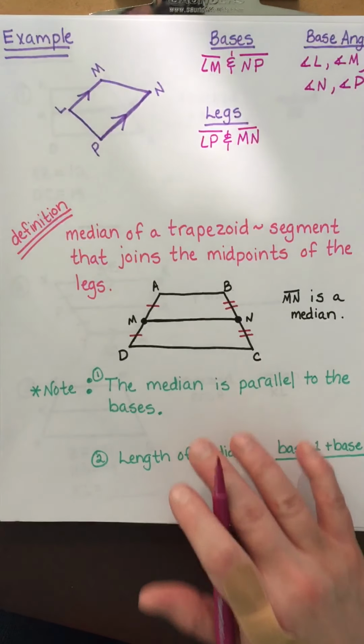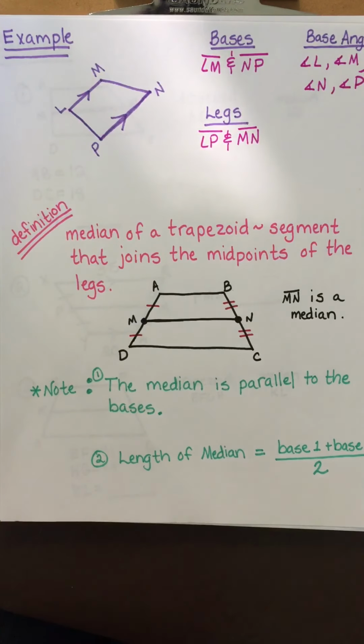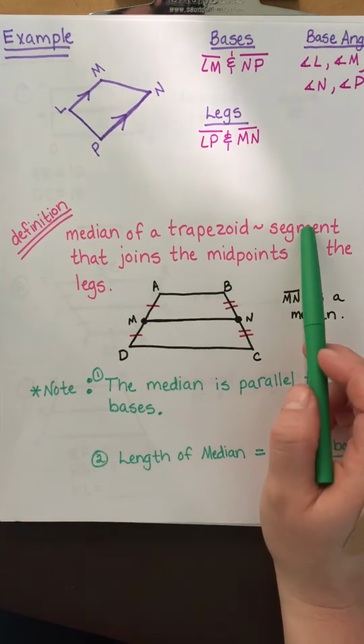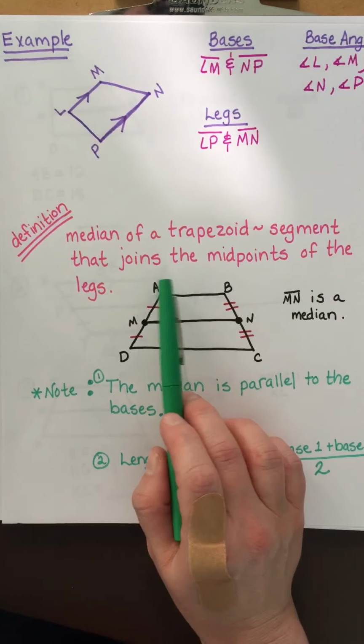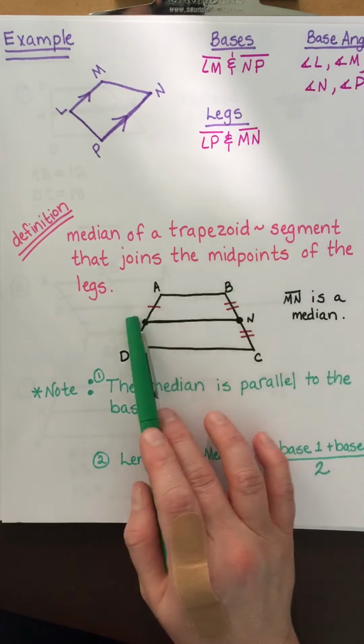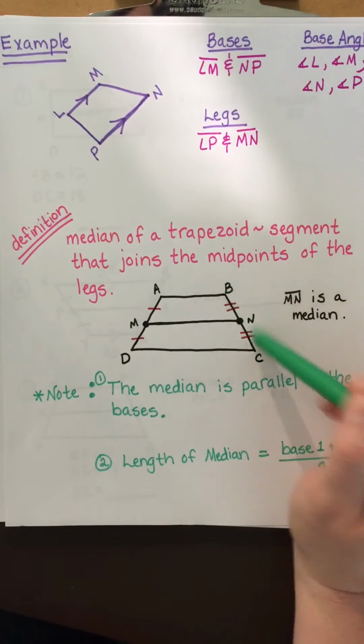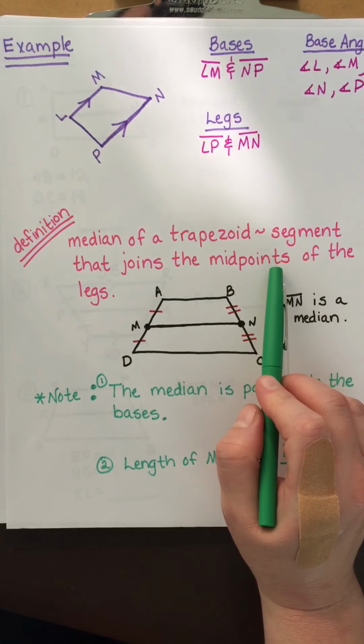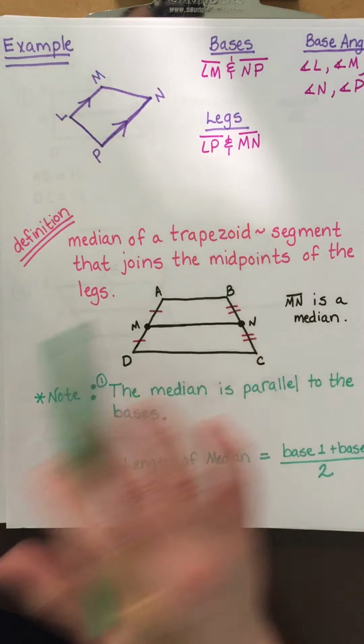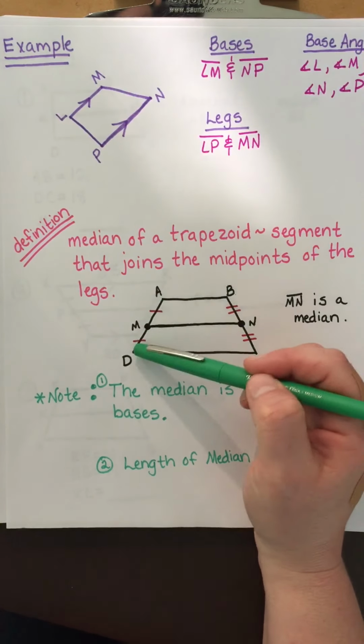All right, let's look at one more definition, and that is the median of a trapezoid. The median of a trapezoid is a segment that joins the 2 midpoints of the legs. So remember, the legs are the 2 sides that are not parallel. And a midpoint is a point on a segment that divides it perfectly into 2 congruent segments.